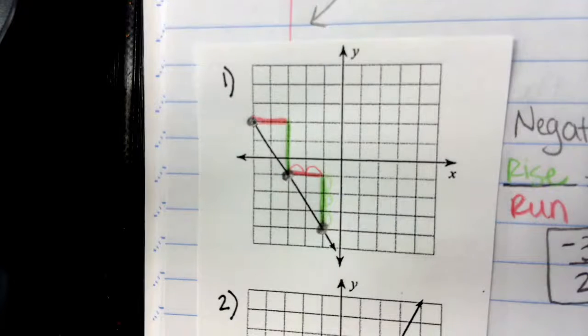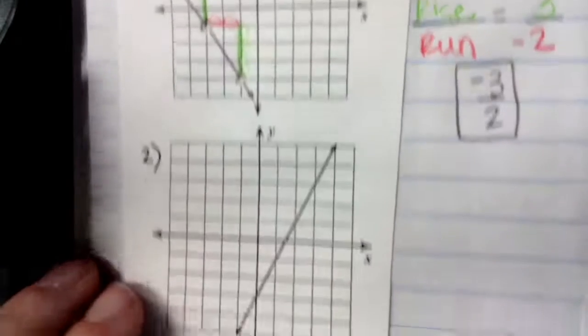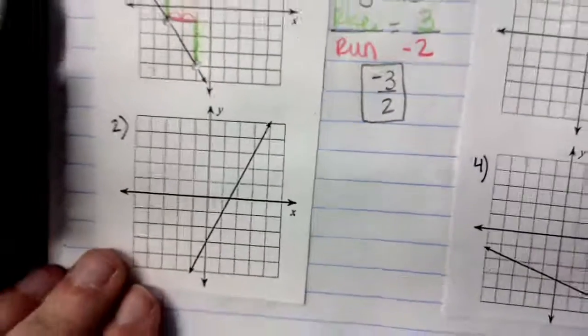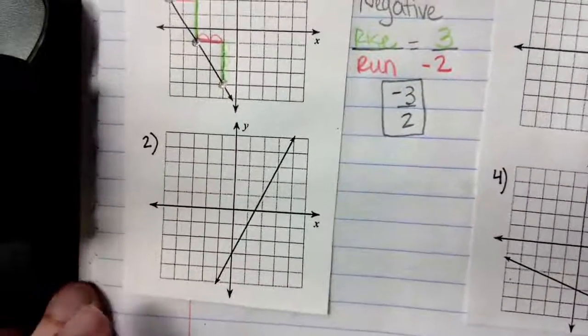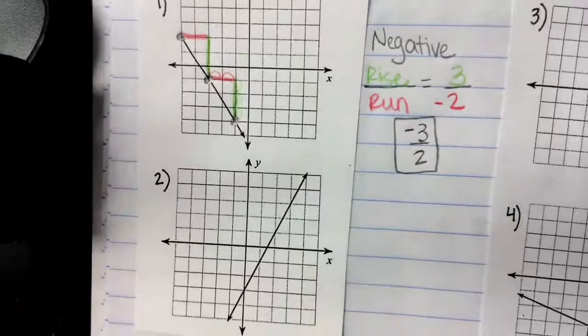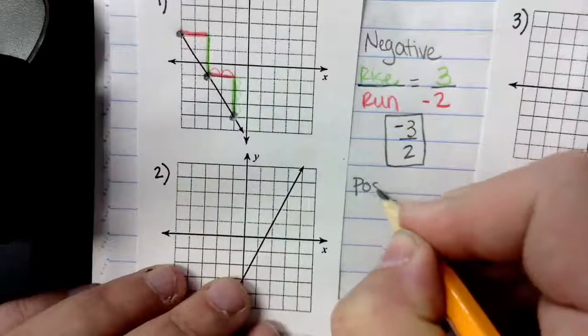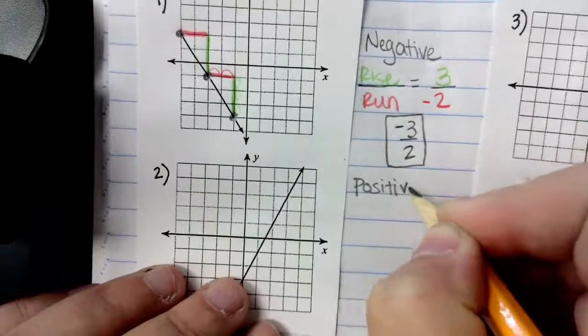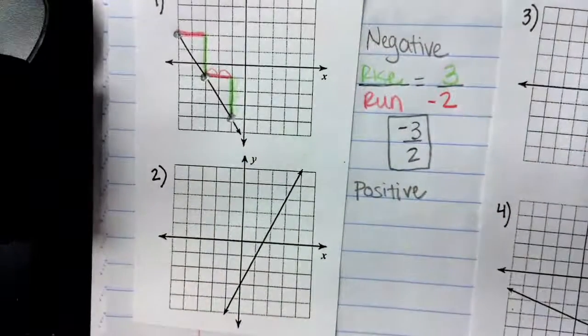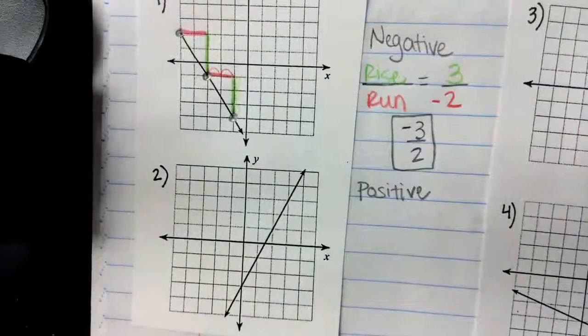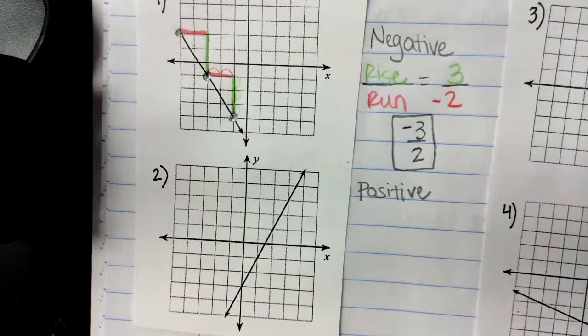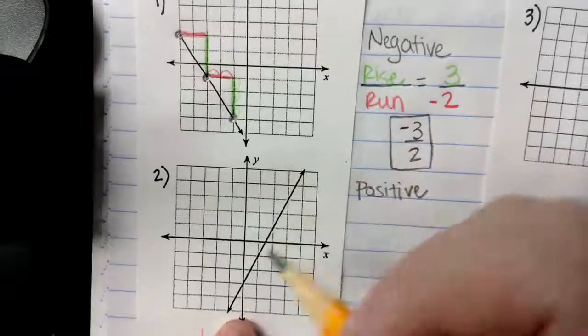All right, number 2. Before we start number 2, what do you notice about that line? Good, it's positive. So we know in the end, our answer should be a positive answer. What are we going to do before we think of rise and run? Find our points. Okay? So, where do you see a point?